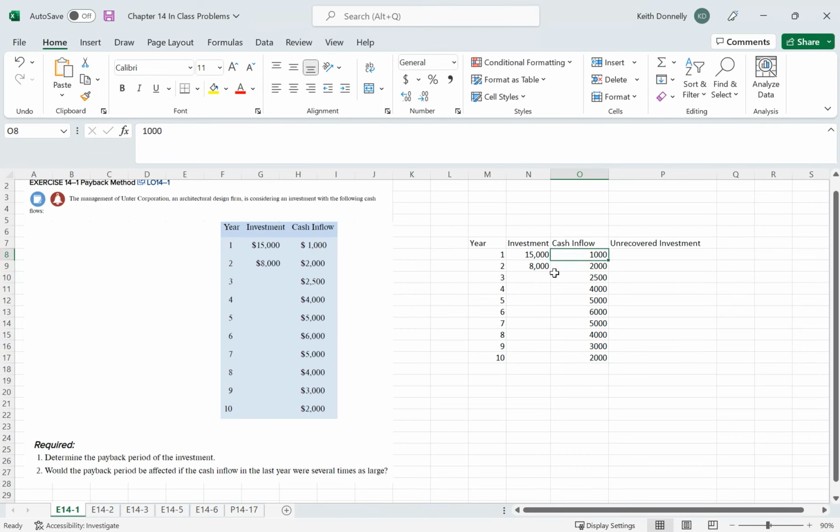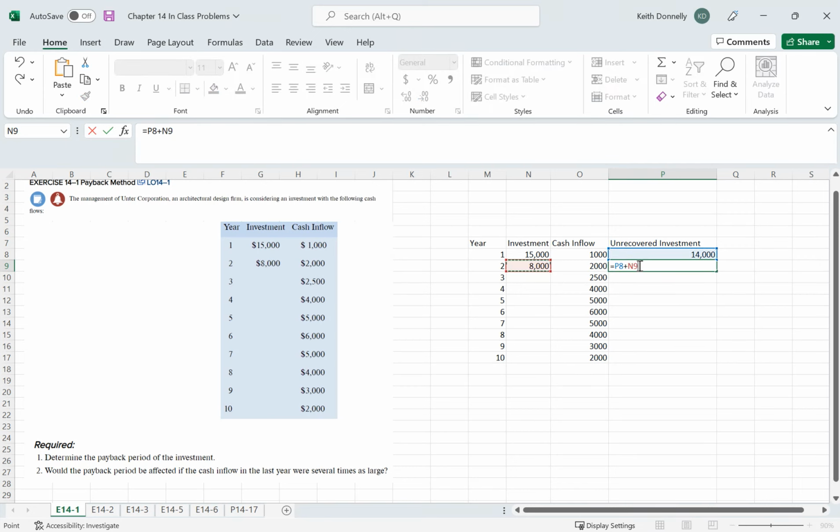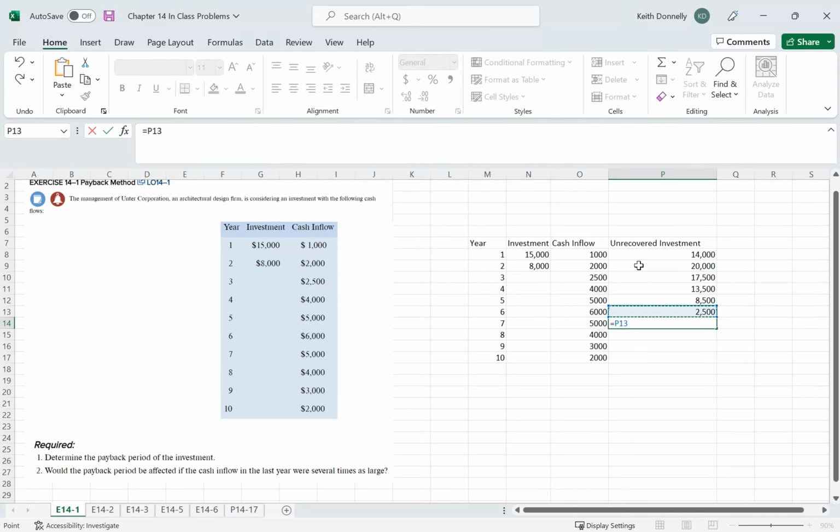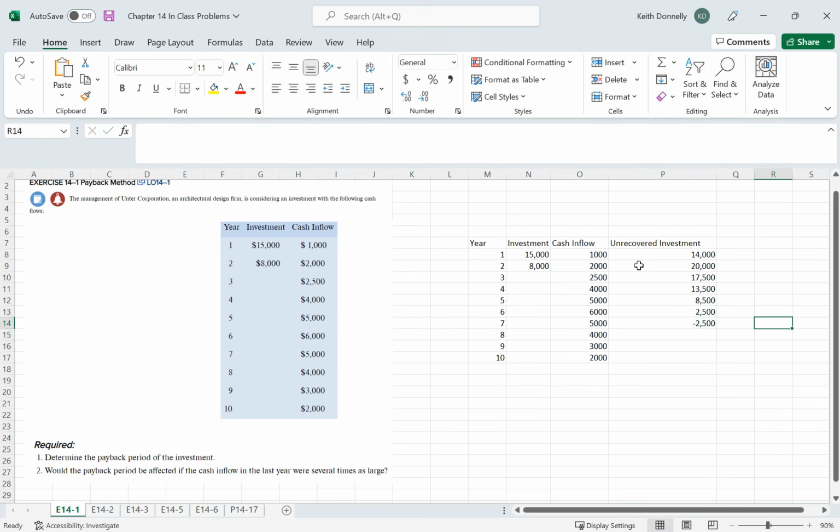Okay, so if you think about it, at the end of year one, we had an outflow of 15,000, but we had an inflow of 1,000. So we're looking at 14,000 there. But then from that, we have an additional 8,000, but we have an inflow of 2,000. From there we have an inflow of 2,500, another inflow of 4,000, 8,500. We'll just keep subtracting it there, 2,500. Oops. Negative 2,500. So this is the year we're going to hit the payback, in year 7. So it's kind of the magic year here.